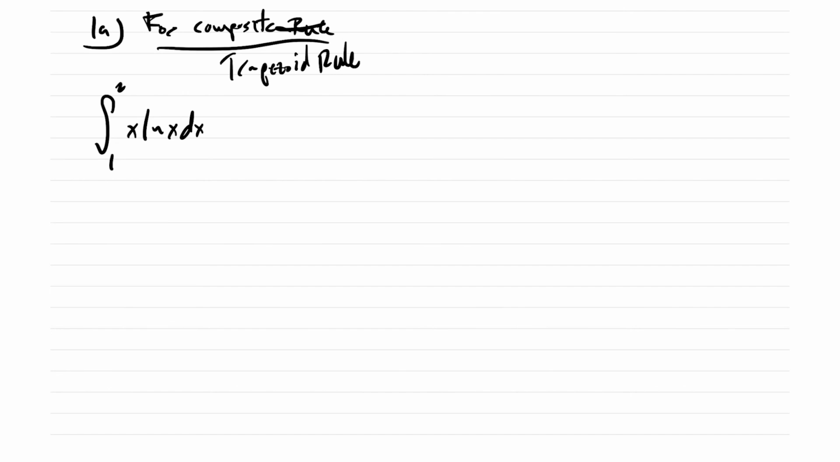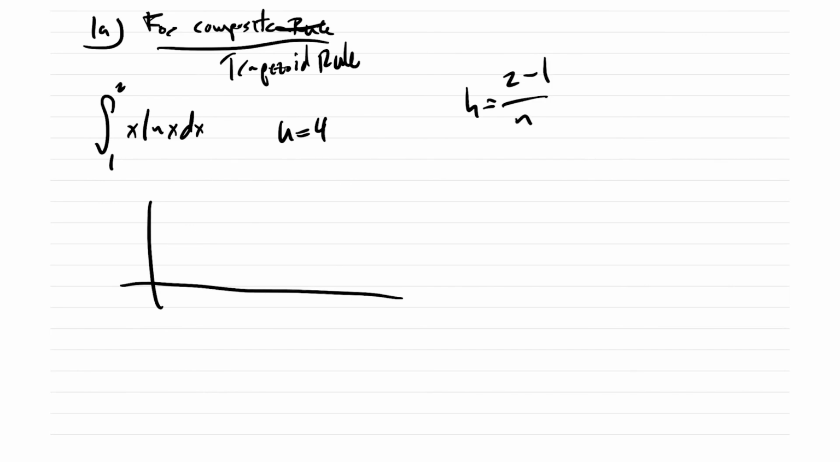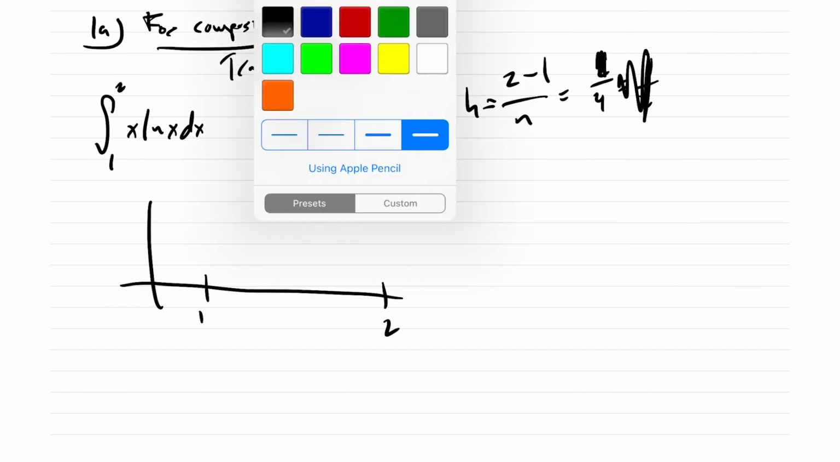They said to use n equals 4 here. So that's going to give us a step size h, which is 2 minus 1 over n. Here n is 4, so that's 1 over 4, a step size of 1/4. Sorry, I knew something was wrong. We're taking the integral from 1 to 2.